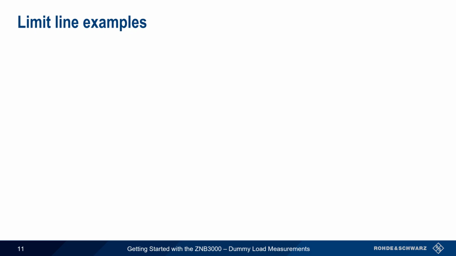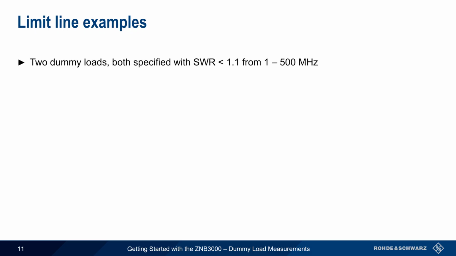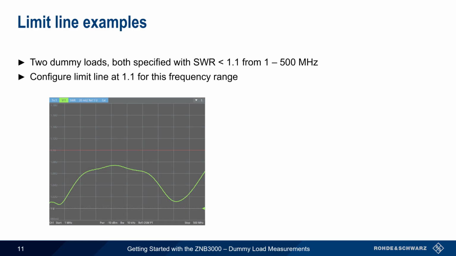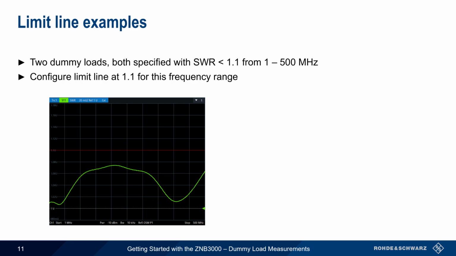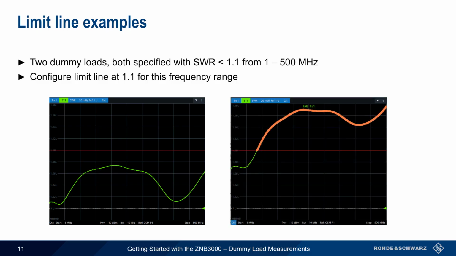Let's compare two dummy loads, both of which have a specified SWR of less than 1.1 over the range of 1 MHz to 500 MHz. We configure a limit line at 1.1 and see that the first of our dummy loads remains below this limit over the entire frequency range. The other load, however, exceeds this limit, and therefore the ZNB3000 not only displays a fail message, but also changes the color of the trace segments which lie above the limit line.